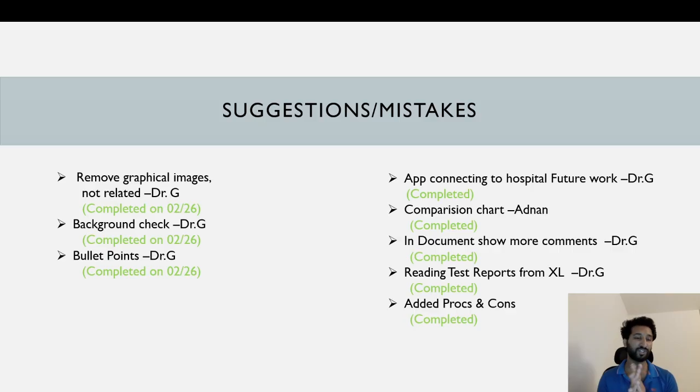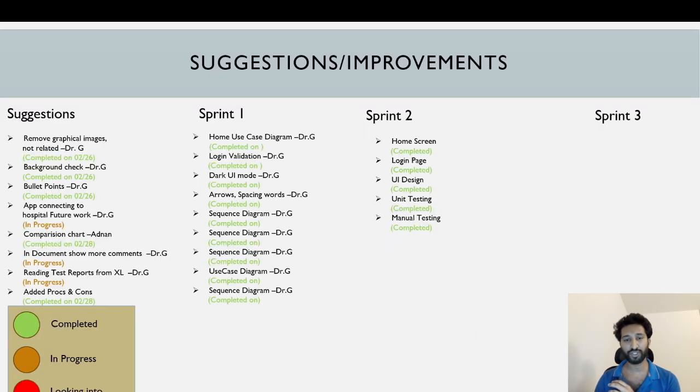Removing graphical image that was searched with Dr. G, background check Dr. G, and bullet points Dr. G, app connecting to the hospital future works completed Dr. G, and comparison chart added completed, and in document show more comments Dr. G, and reading test reporting from Excel Dr. G, added pros and cons completed Dr. G. And these are suggestions for sprint 1 and sprint 2.